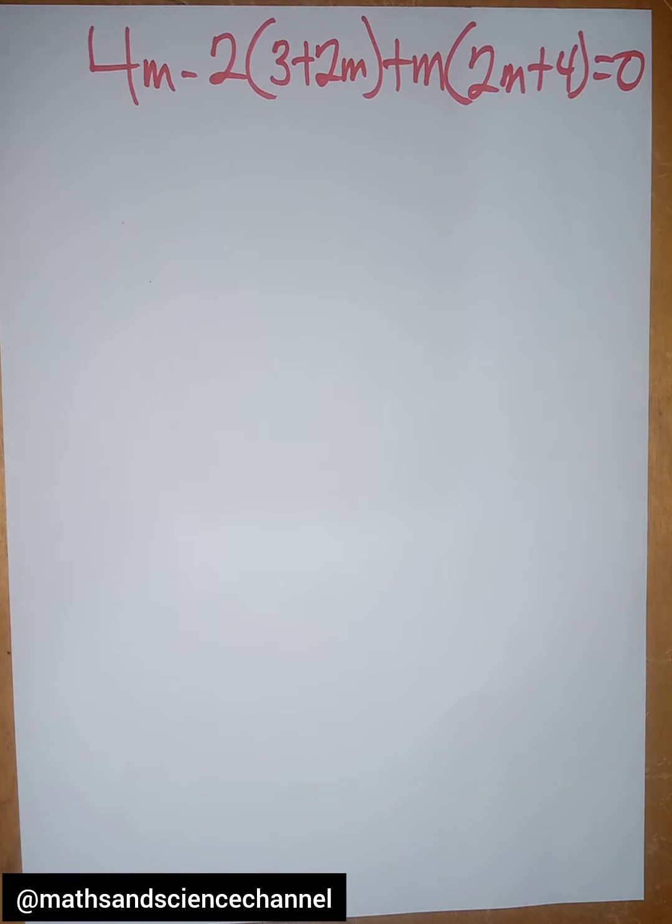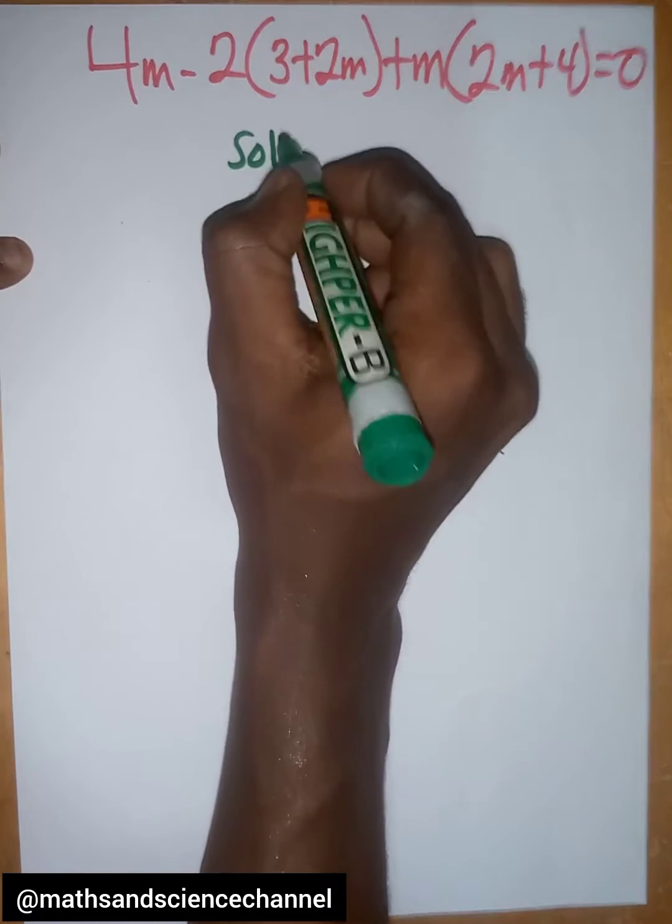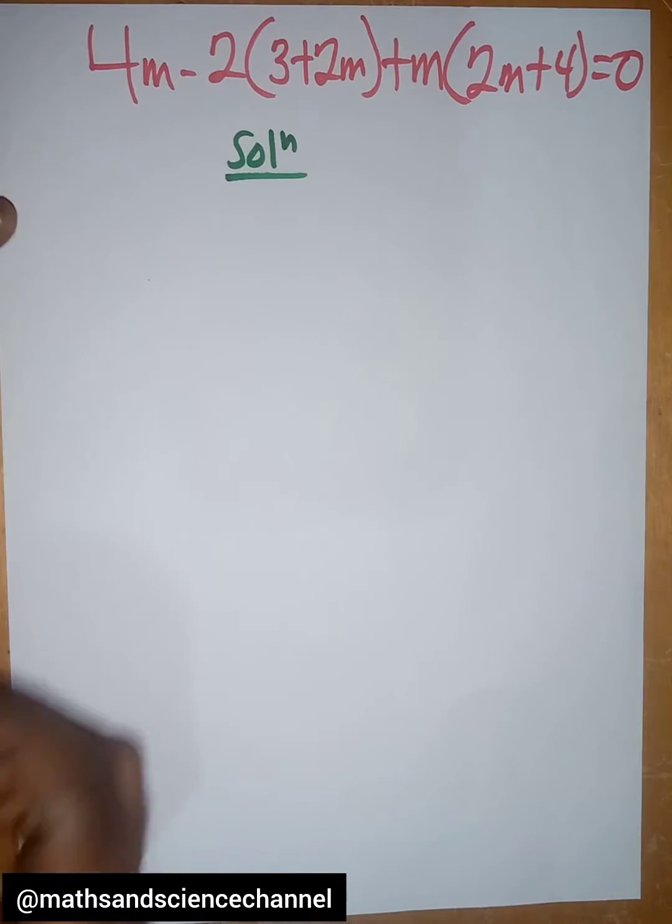Now we have another question over here. The question says that (4m - 2)(3 + 2m) + m(2m + 4) = 0, and obviously we are supposed to find the value of m. Now how do we find the value of m in this case? So now let's look at how to find the value of m.